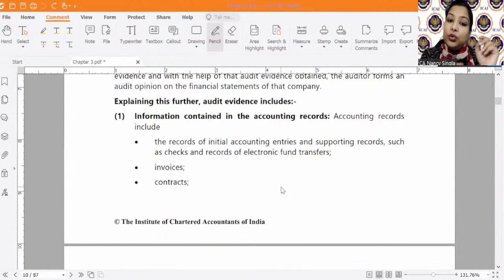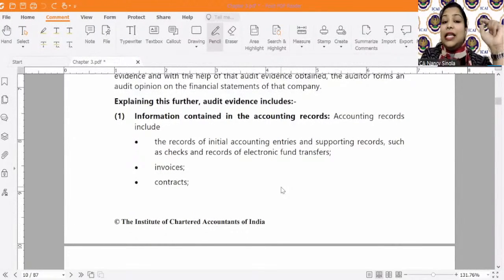Secondly, before using the information given by the management expert, I as an auditor will also obtain an understanding of the work of the expert. What exactly is his work? What exactly is the contribution of the expert towards the preparation of the financial statements? So I'll try to obtain an understanding.